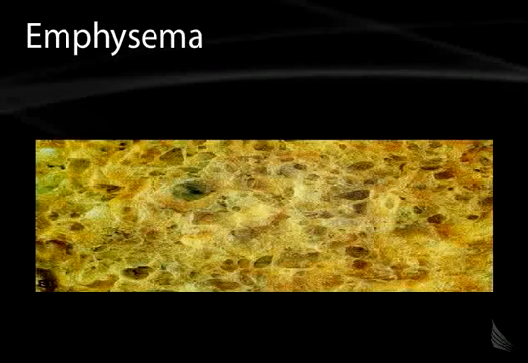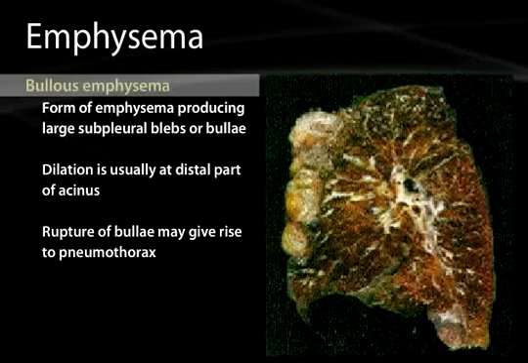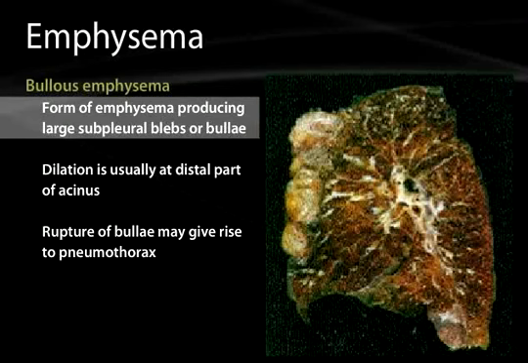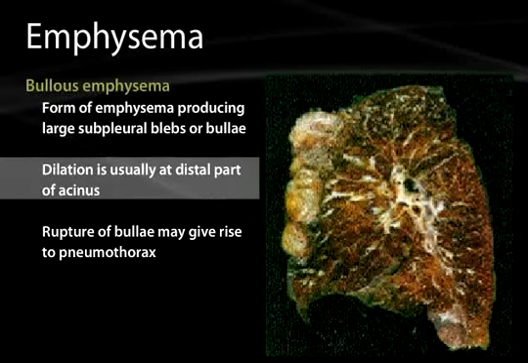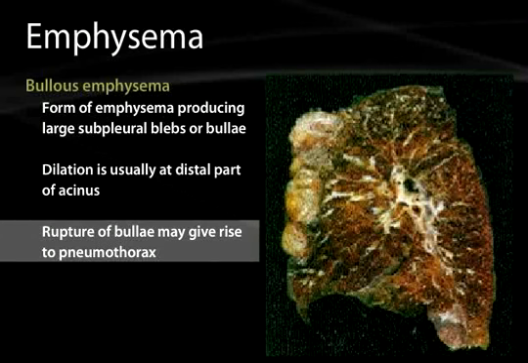This slide demonstrates a gross slide of emphysematous disease. This slide demonstrates bullous emphysema. You can notice in this picture the bullous emphysema, which are large subpleural blebs. Dilation is also found in distal parts of the acinus. The rupture of the bullae can cause spontaneous pneumothoraces.